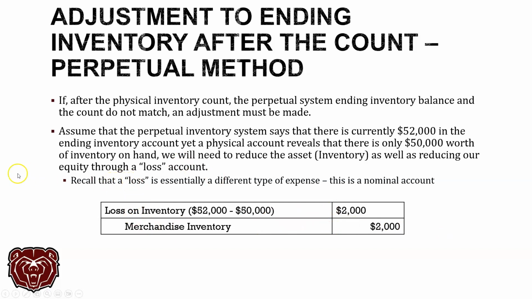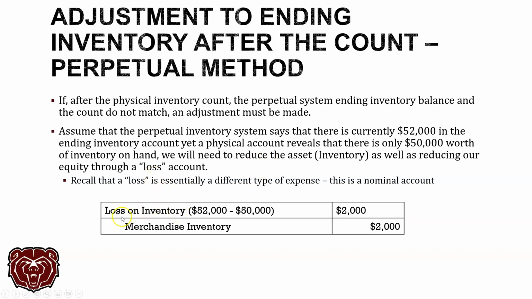So we're also going to have this new loss type, okay? It's a different type of expense. It's a nominal account. It's going to end up on your income statement, right? It's probably going to end up in your SG&A section. It may end up in non-operating, well, it's definitely going to end up in your operating section because a loss of inventory is a loss in your operations, right? So typically it's going to end up in your SG&A section.